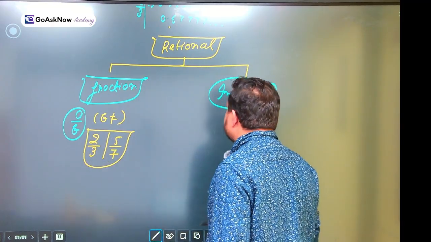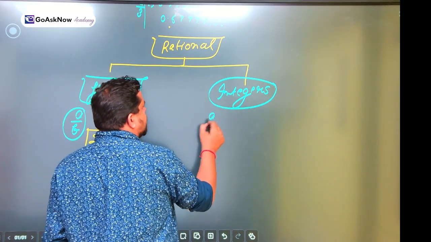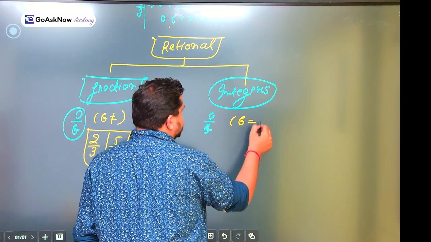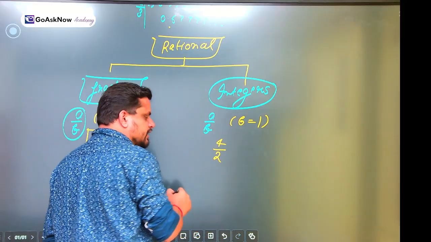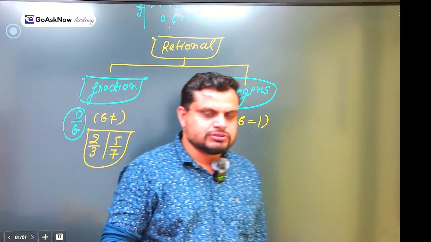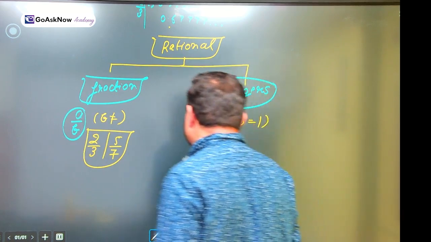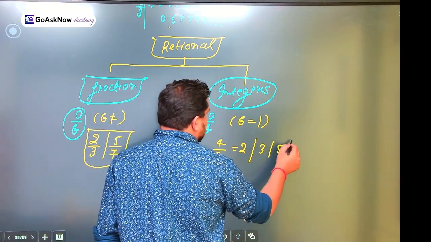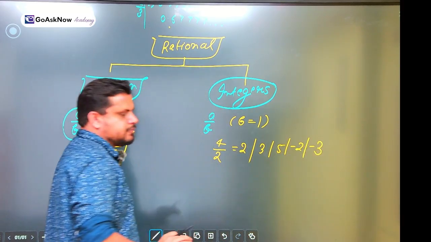Obviously, integers are of the type a by b in which, in its simplest form, b is equal to 1. Suppose there is a number 4 by 2. Is it an integer? Obviously, because in its simplest form it is equal to 2. So 2, 3, 5, minus 2, minus 3, these are integers.